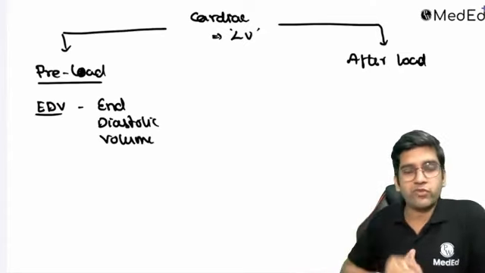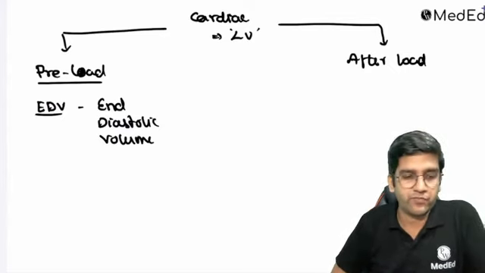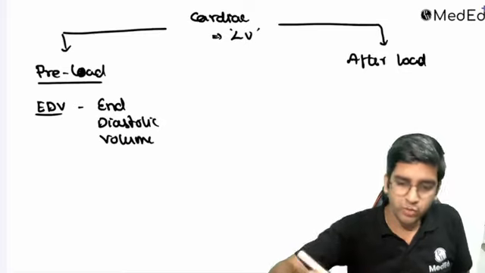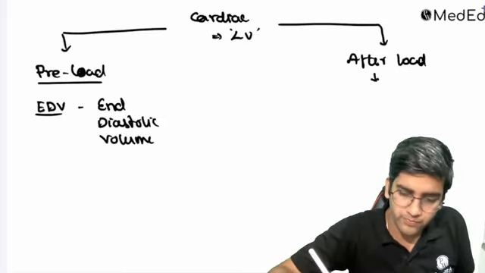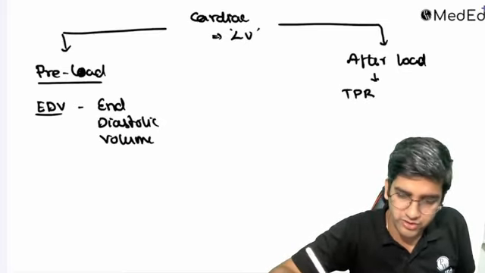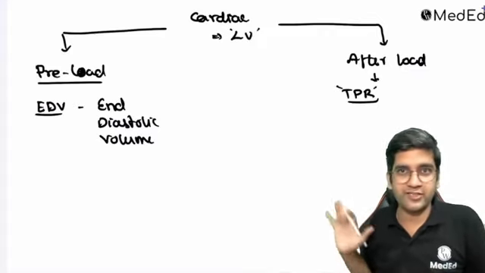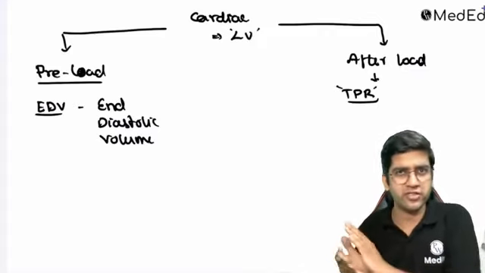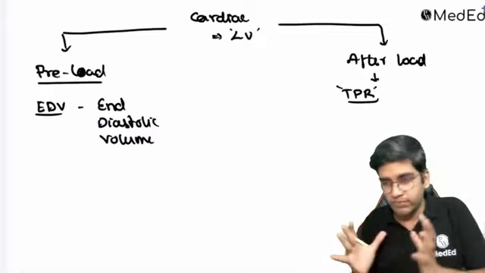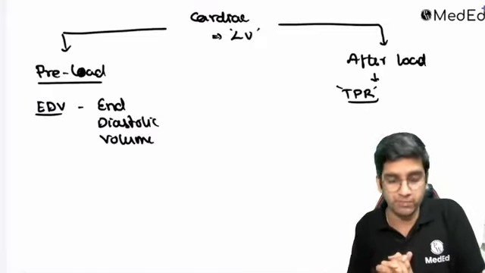What is the afterload for the left ventricle? We'll leave the right ventricle now and go to the left ventricle. The afterload for the left ventricle is your total peripheral resistance. Again, this abbreviation is also known. Since you know EDV, I'm not writing the expansion. It's total peripheral resistance, right? That's the afterload against which my heart is going to pump. The left ventricle is going to pump, right?